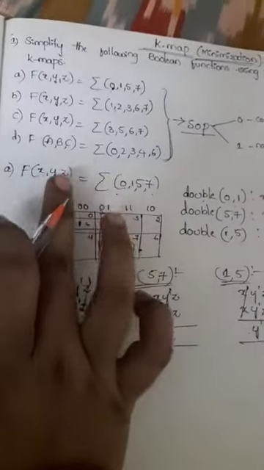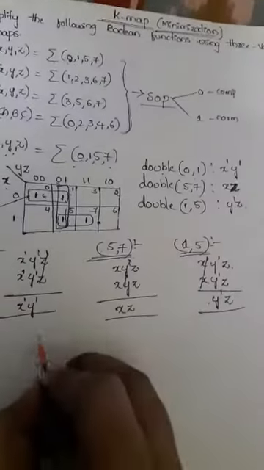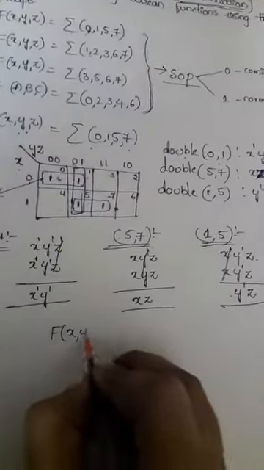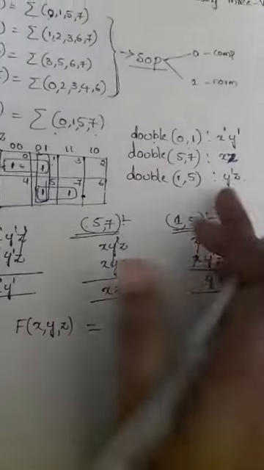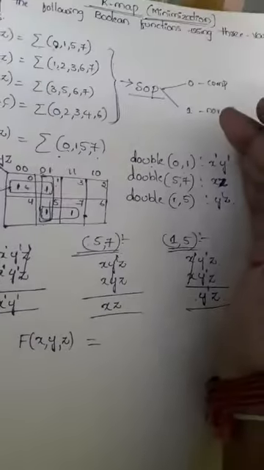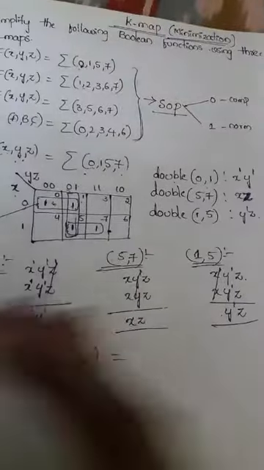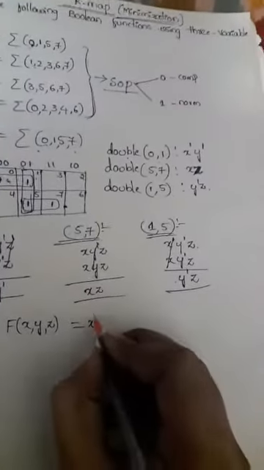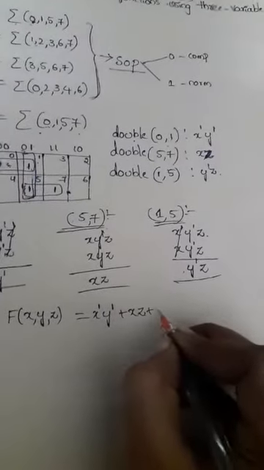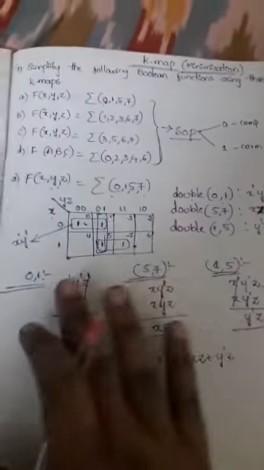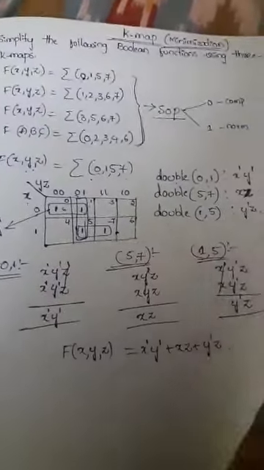So finally the Boolean function f of x y z is equal to the summation of 0 1 5 7. We add all the prime implicant results for this Boolean function. So the total result becomes x complement y complement plus x z plus y complement z. Like that we can find the SOP K map.